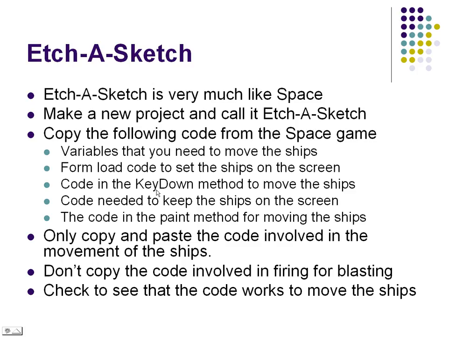In other words, the if statements that don't let it go off the top of the screen, those types of things. We also need the code in the paint methods, and that's where we're going to do our most work and add most stuff to this program. So everything's the same as the ships in the movement portion, the original spaceships program where you were moving, but we're going to do something special in the paint. Only copy the code involved in that. Don't copy the code for firing and blasting. After you've done that, check to make sure your ships move around the screen. Once you're there, you're ready to go on with the second part.